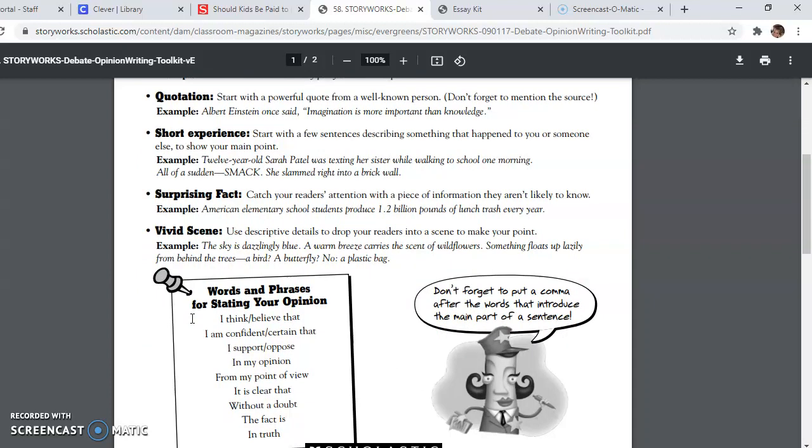quotations. Start with a powerful quote from a well-known person. Don't forget to mention the source. Example, Albert Einstein once said, imagination is more important than knowledge.